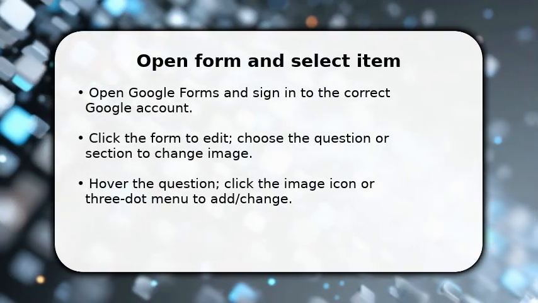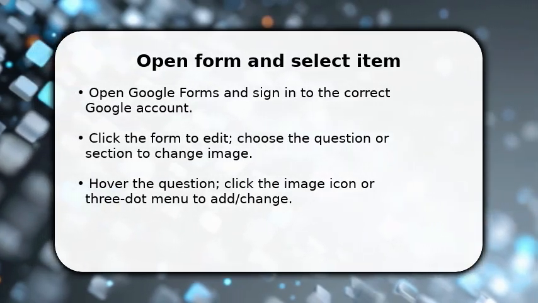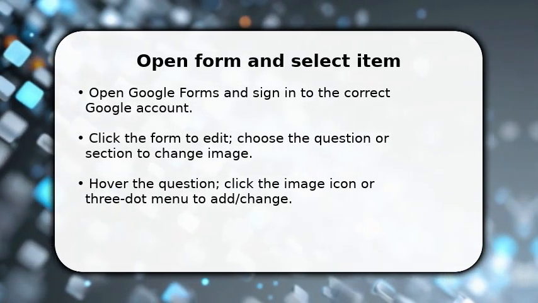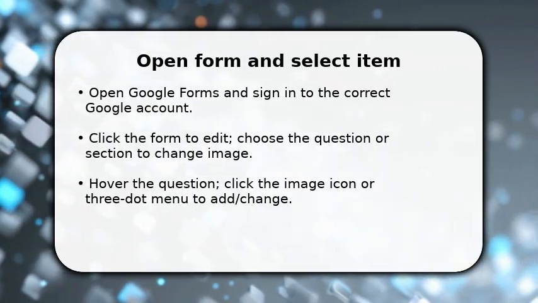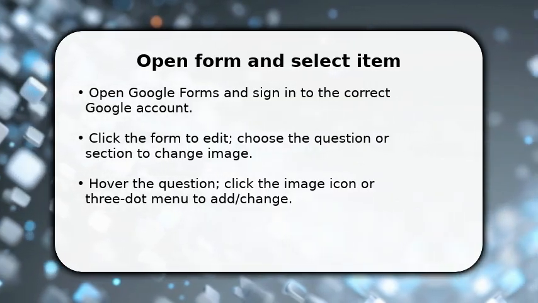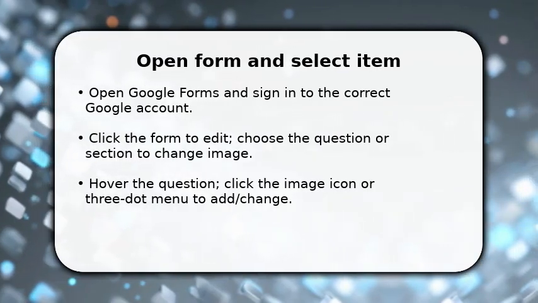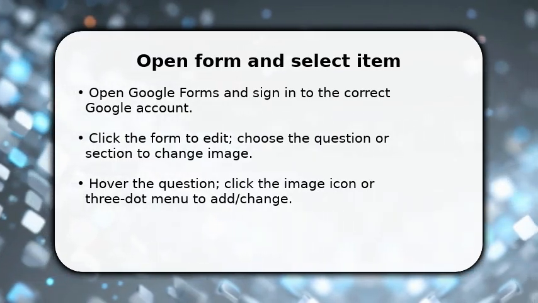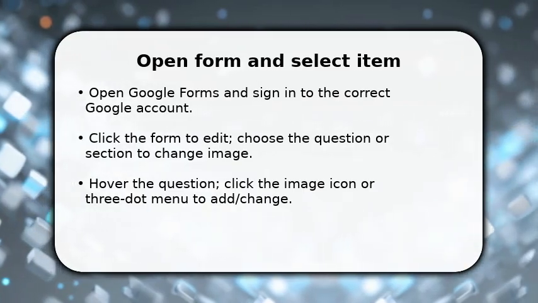You're starting inside Google Forms. Sign into the account that owns the form and open it. Once the editor appears, immediately click the specific question or section where the picture belongs. You'll see a small image icon on the right of the question or in the toolbar. Click it to begin. If you need more options, use the three-dot menu next to the question. This first action targets the exact place you'll update so you don't change the wrong item.